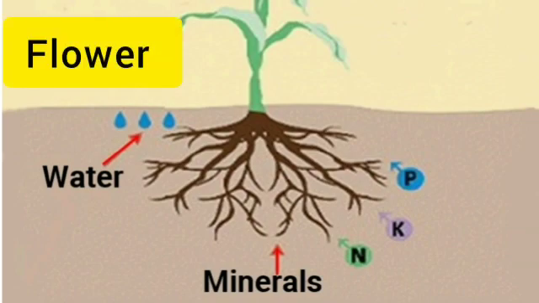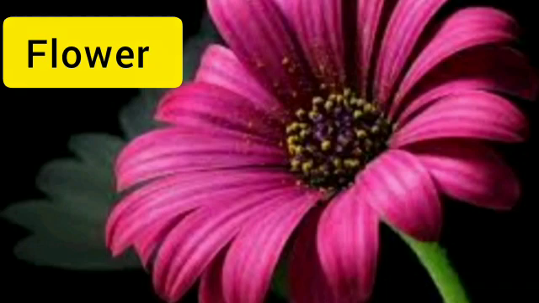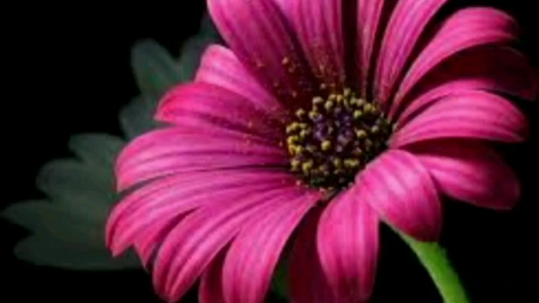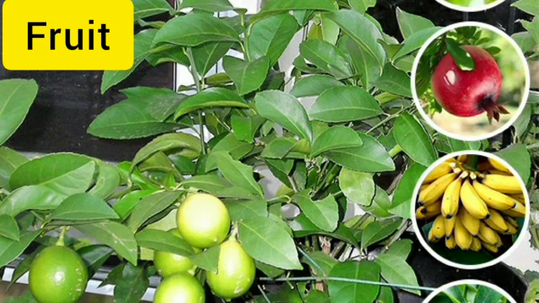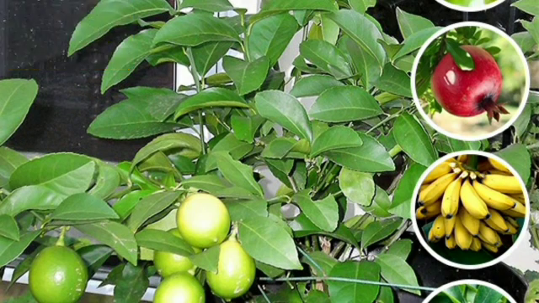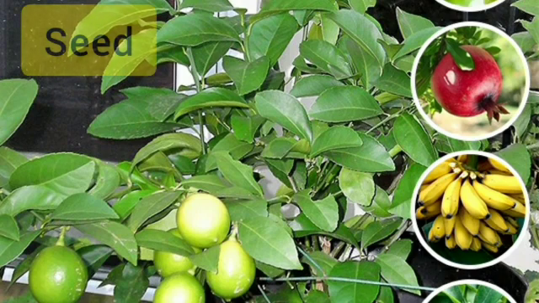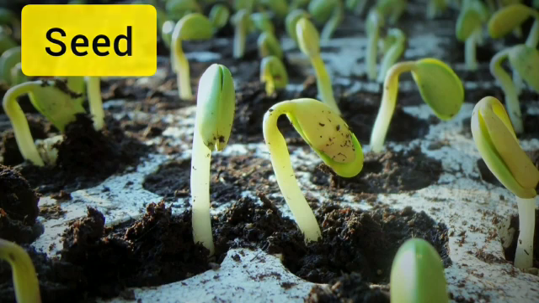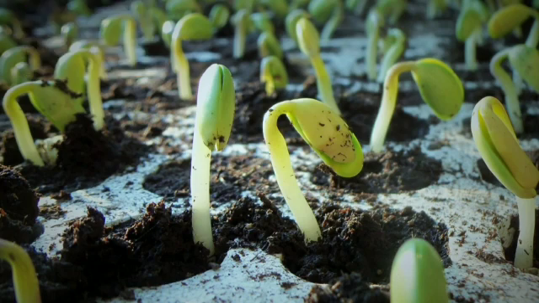Flower. Children, it is the colorful part from which the fruit is produced. Fruit. Children, fruit is the part that has seeds in it. Seed. It is the part from which a new plant grows.